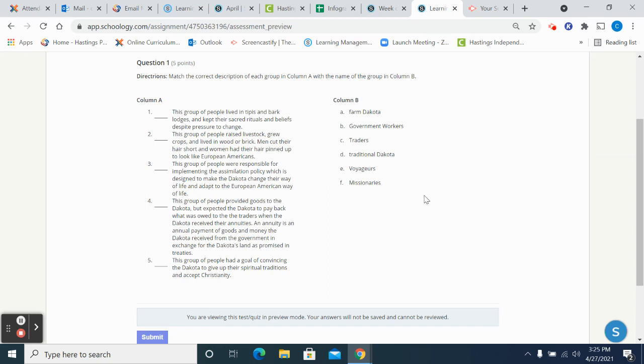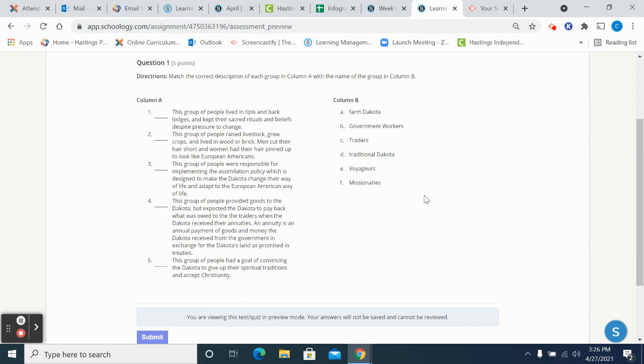Number 1, this group of people lived in teepees and bark lodges and kept their sacred rituals and beliefs despite pressure to change. So whom am I describing? I'll give you a few more seconds to think. Yes, that is correct. The correct answer is the letter D as in dog, traditional Dakota.